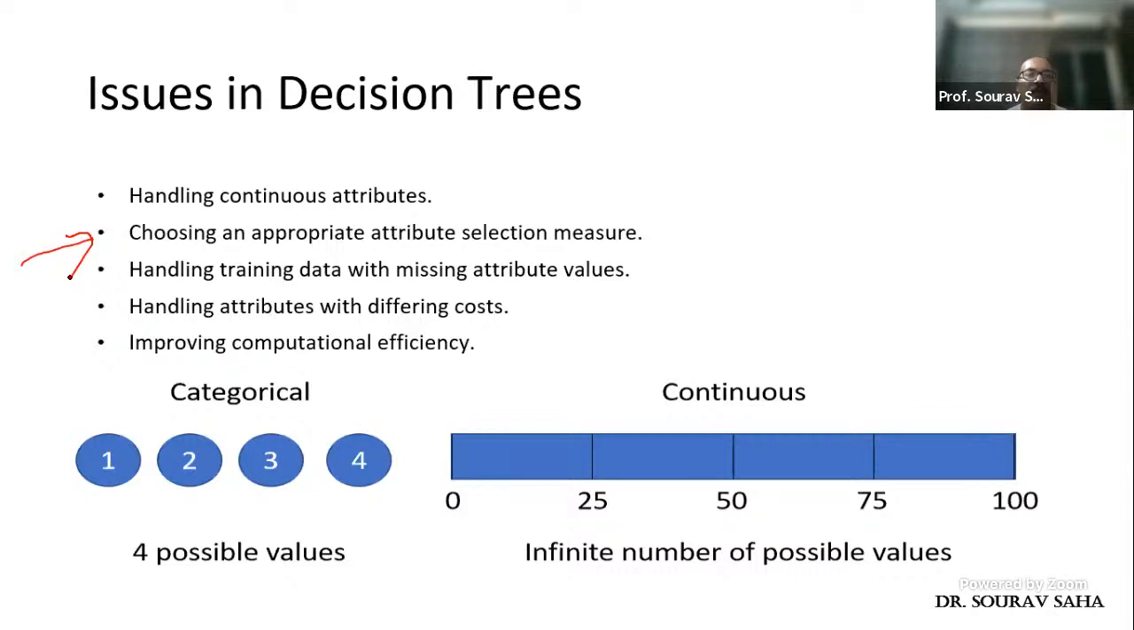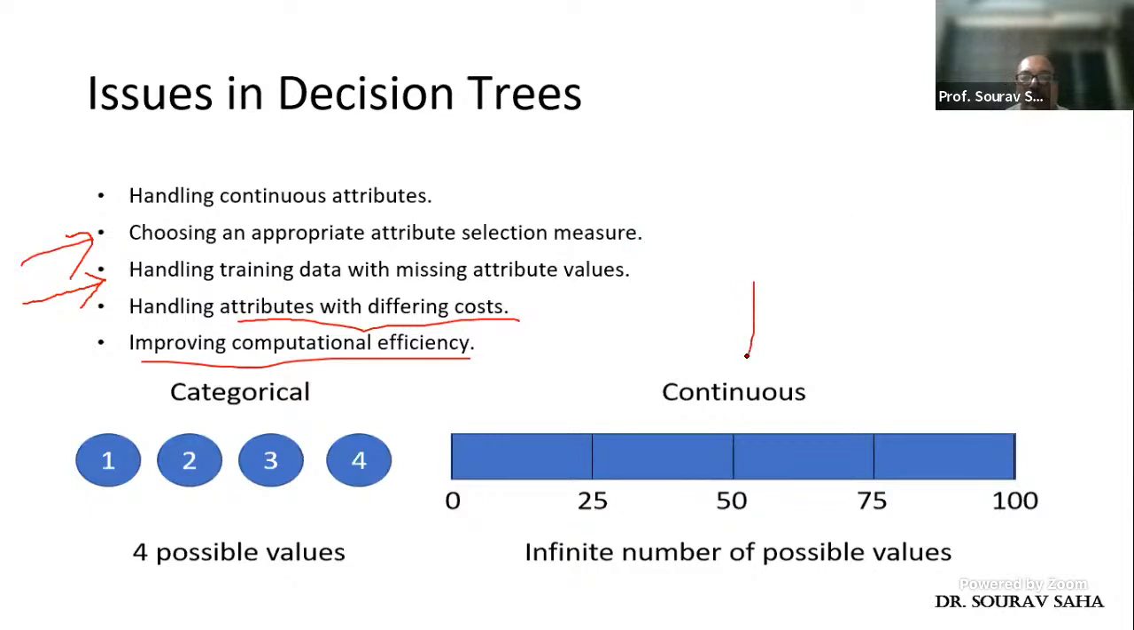Like any other machine learning problem, though this is robust to outliers and missing values, handling data with missing values always creates a problem. The other one is computational efficiency. Also, if you give some kind of weightage to the attributes, that reduces the efficiency of a normal decision tree.